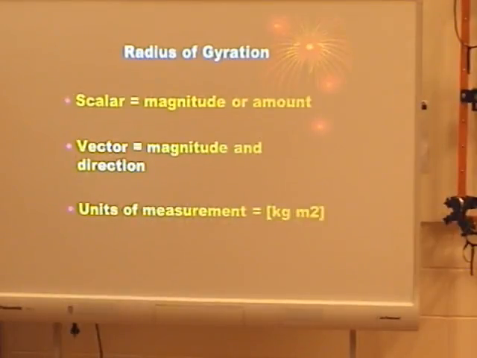The radius of gyration, that r, is a scalar. It's a magnitude and doesn't have a direction, whereas a vector has a magnitude and direction. The measurement is kilograms per meter squared. So it's a mass, the kilograms, and meter squared because of that square relationship. So you have a mass and a distance.